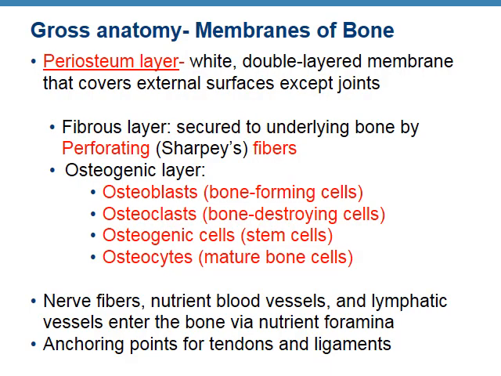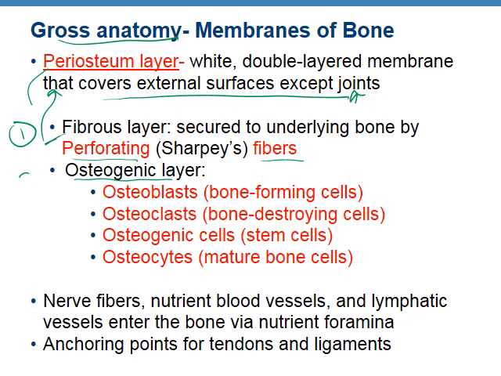Now we get to look at the inside a little bit more. We're still on gross anatomy, but we're going to look at the periosteum layer. Remember, this is the fibrous layer that externally covers, except for at the joint area, which we'll talk more about in Chapter 8. So there's the fibrous layer of the periosteum, and it has something called perforating fibers. And then there's also an osteogenic layer. So this is one layer of the periosteum. This is the second layer of the periosteum.